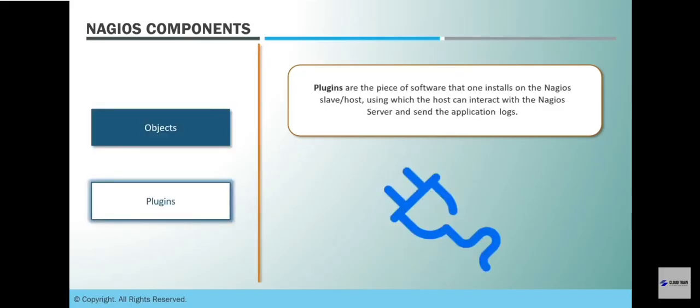Second comes plugins. Plugins are pieces of software that are installed on the Nagios slave host in order to interact with the host machine or the Nagios master machine. When installed, these plugins interact with the master node and send all the application logs, server events, everything to Nagios to get reported on the monitoring console or to send notifications. So this is where these two components of Nagios help with the functionality of continuous monitoring.